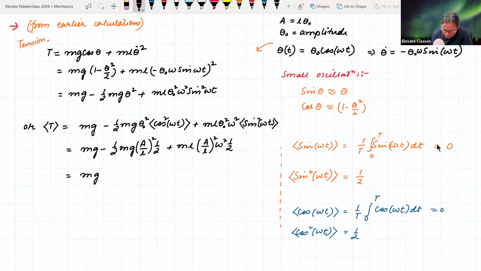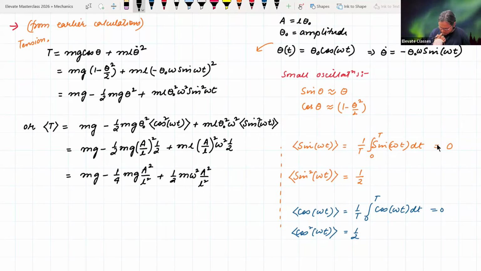So this becomes mg minus 1 by 4 mg A square upon L square plus 1 by 2 m omega square A square upon L square. What is omega, guys, here? Omega square is equal to g upon L, right? You must remember this. So omega square is equal to g upon L. There will be a substitution somewhere, omega square is g upon L. Sorry, here it will become L.